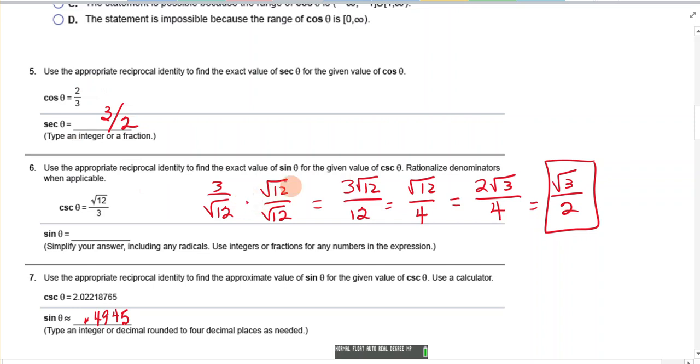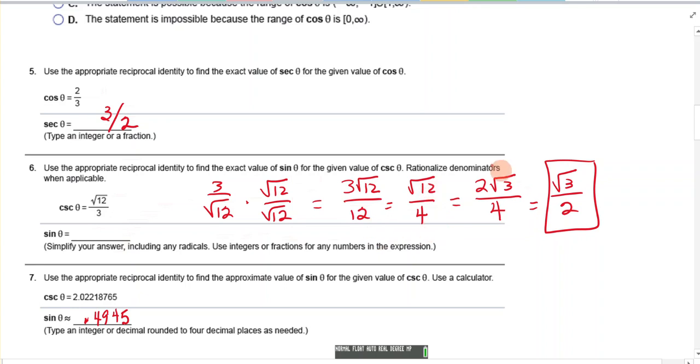What is the exact value of sine if cosecant is square root of 12 over 3? Well, we have to flip it. 3 over square root of 12. Then we have to rationalize. We can't leave the radical down here. So square root of 12 over square root of 12. Multiply across. So you have 12 down here. You have 3 square roots of 12 here. And then that simplifies. 3 goes into 12 four times. So we have square root of 12 over 4.